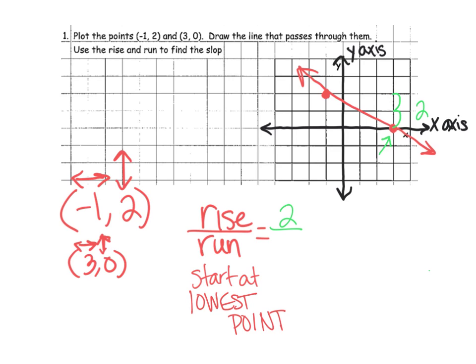Slope is always a fraction. Starting at my lowest point, I rose up 2. And now I need to run. So from this point where I ended, I'm going to run to the other dot. So I'm going to run 1, or negative 1, negative 2, negative 3, negative 4. I ran 4 to the left. That's a negative 4. 2 over negative 4. That's my slope.